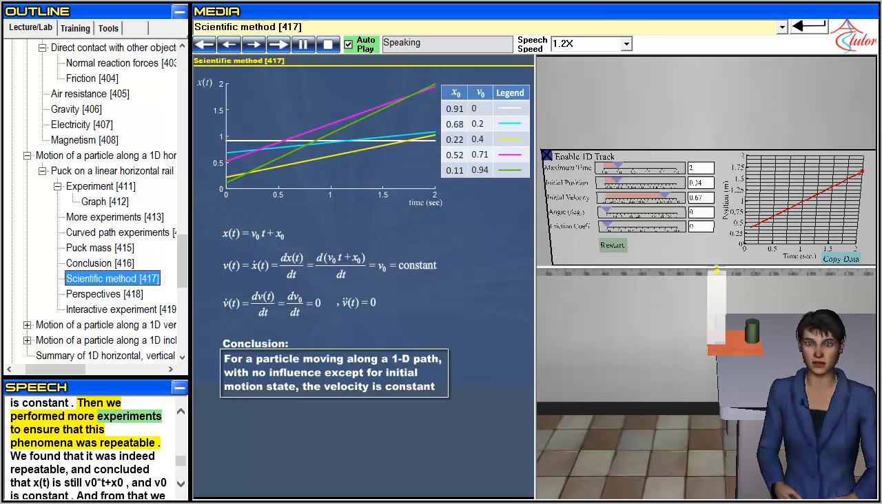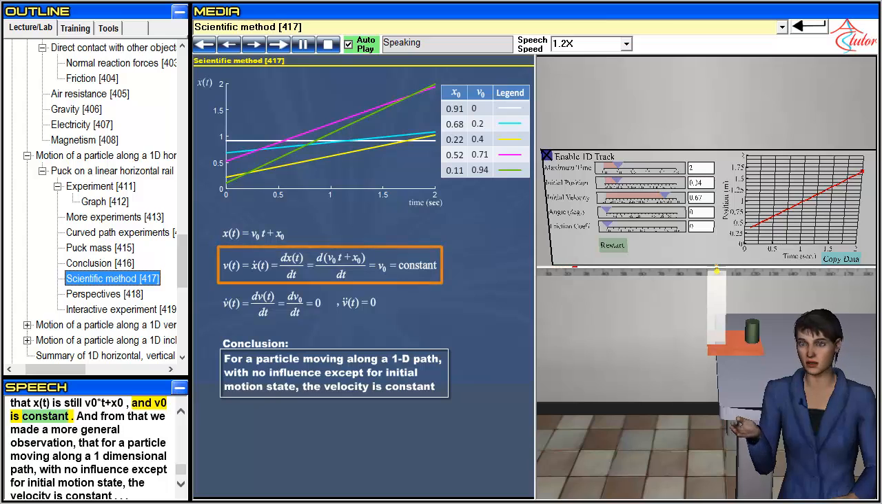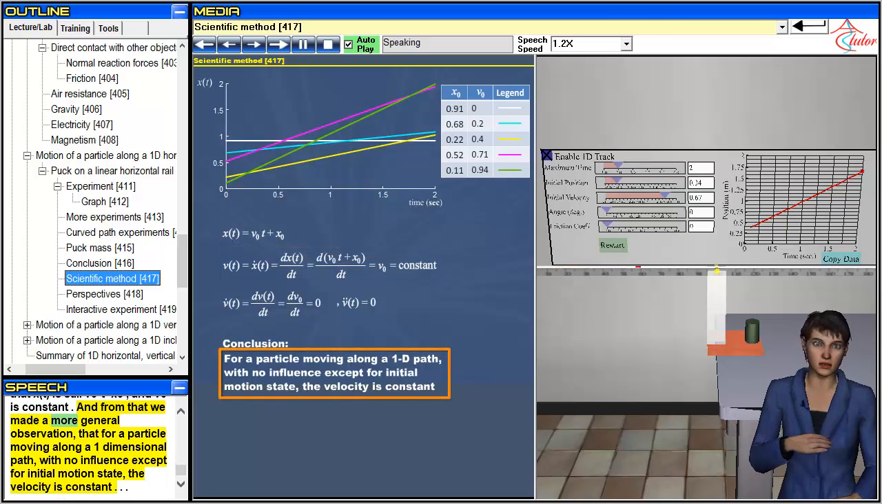Then we performed more experiments to ensure that this phenomena was repeatable. We found that it was indeed repeatable, and concluded that x of t is still v0 times t plus x0, and v0 is constant. And from that we made a more general observation, that for a particle moving along a one-dimensional path, with no influence except for initial motion state, the velocity is constant.